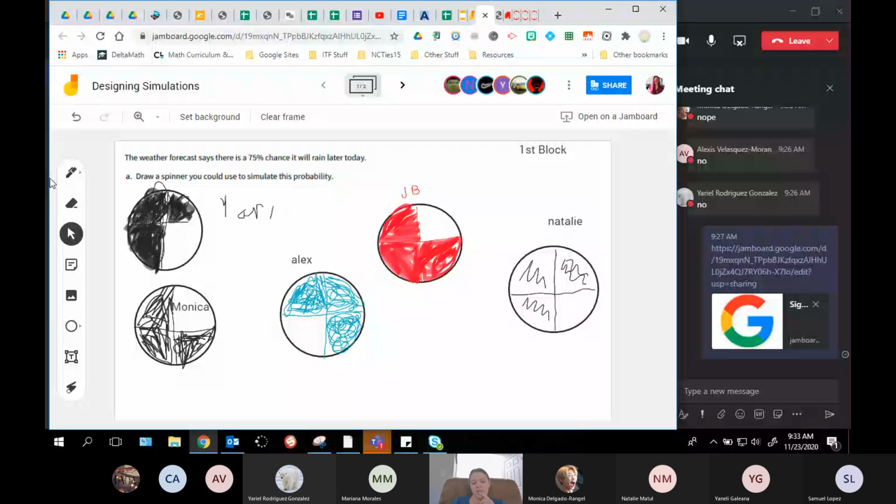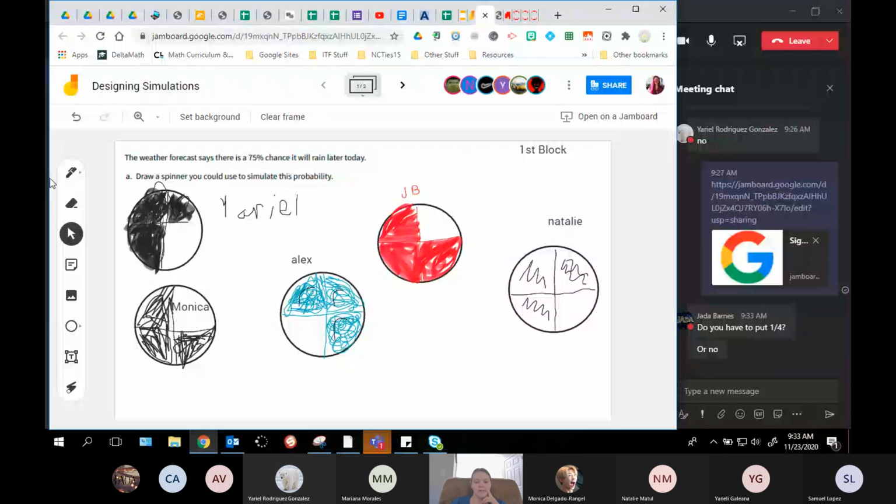Well, we're not looking so much at a number up. Alex figured it out. All right, and what about your 4th section, Alex? How would we label that one? There you go. So 3 of the sections are labeled rain, and 1 of the sections is labeled no rain, because we're looking at the chance of rain and no rain, okay?